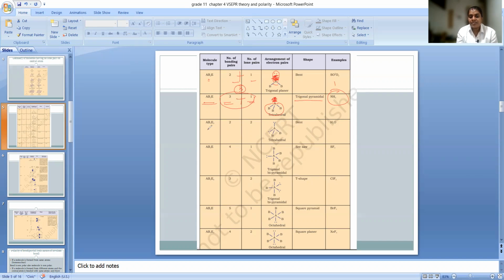And another type is AB2E2. So here also 2 plus 2, 4 is the total number of pairs of electrons. So we will expect again tetrahedral geometry, but since there are two lone pairs, this part we will see, and it has a bent shape. Okay, water is an example. So in this case also, because of the lone pairs of electrons, the bond pairs will come close together.